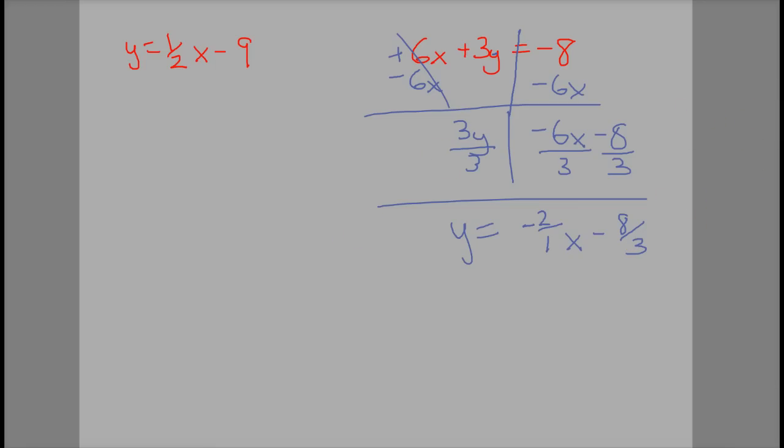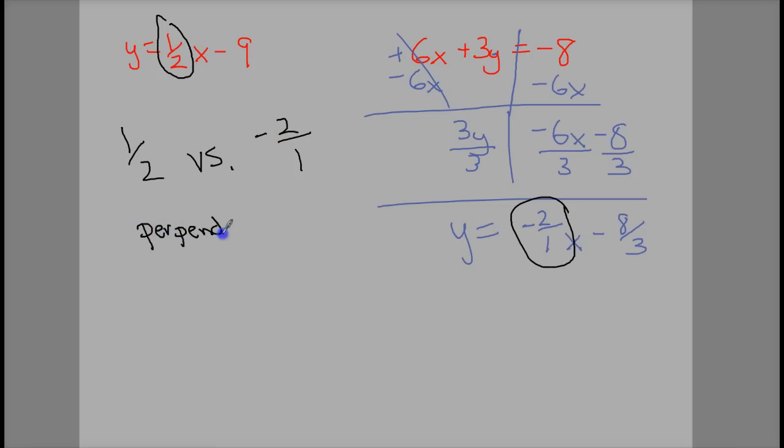So let's do the tale of the tape. If I can get my pen to work, there we go. Here and here. So the face-off says 1/2 versus negative 2 over 1. So they're opposite signs, and you'll notice that 1 over 2 and 2 over 1 are reciprocals, so I'm going to say that these two are perpendicular. And that's it. Convert it to slope-intercept and then work it.